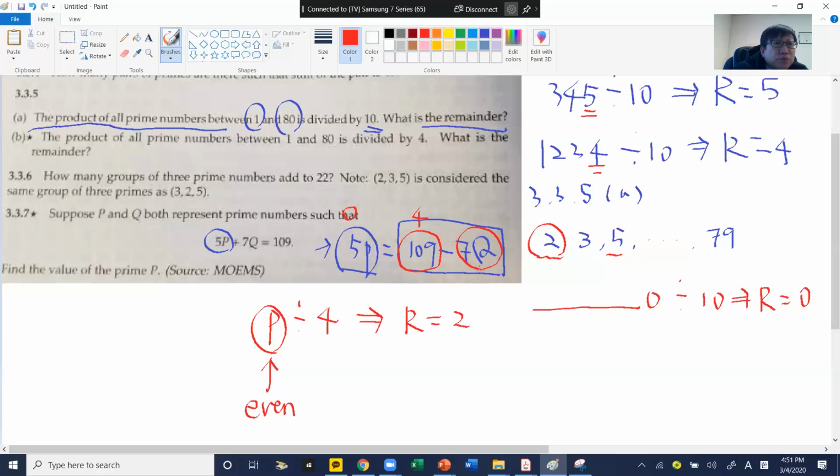But this Q must be what? A prime number, right? Okay, at that time you first check this 7. 7 times 4? Oh, then it should be 49. Yes.